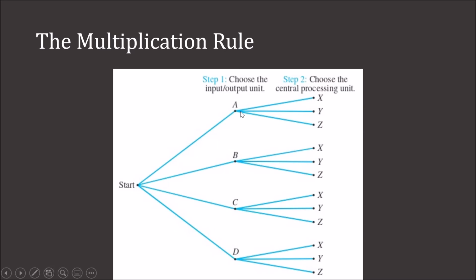If we do this, we'll get this possibility tree. Step 1, choose the input-output unit. We could do A, and then from there we have 3 possibilities, X, Y, Z. We could do B, and then 3 possibilities, X, Y, Z. C, 3 possibilities, X, Y, Z, and then D, 3 possibilities, X, Y, Z. So in step 1, we have 4 choices, and for each there are 3 outcomes. If we add all these together, we get a total of 12 outcomes. So this would seem to give us an idea of how many ways this operation can be performed.